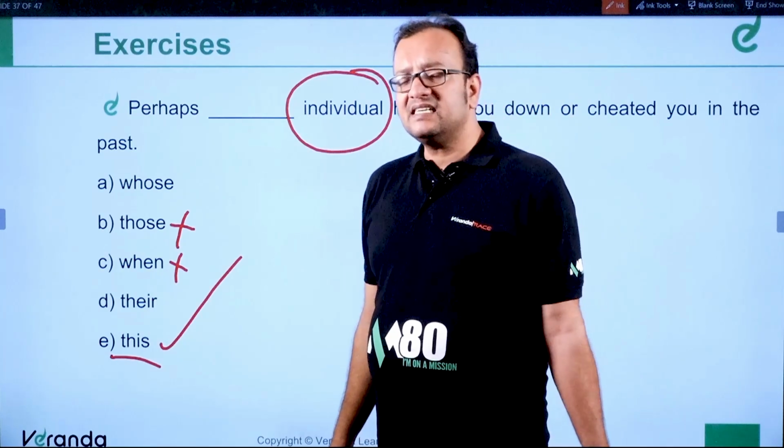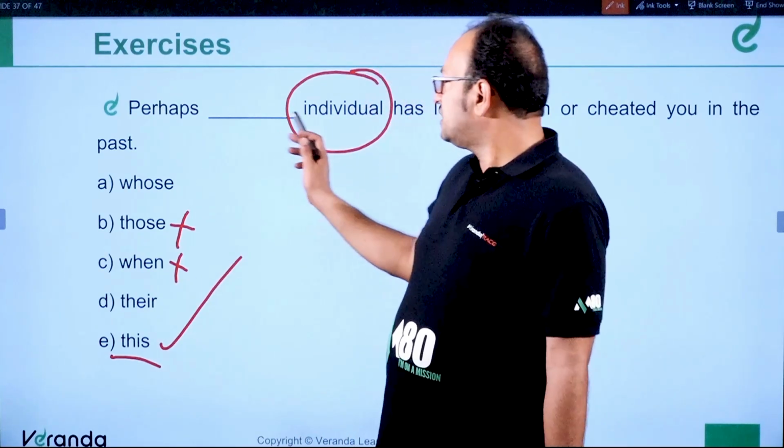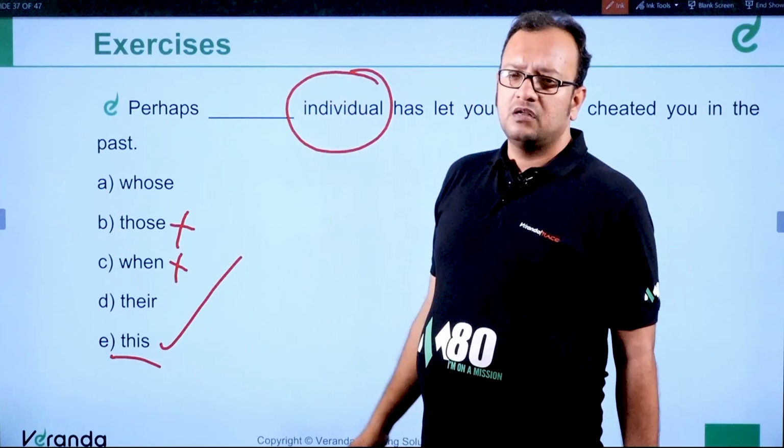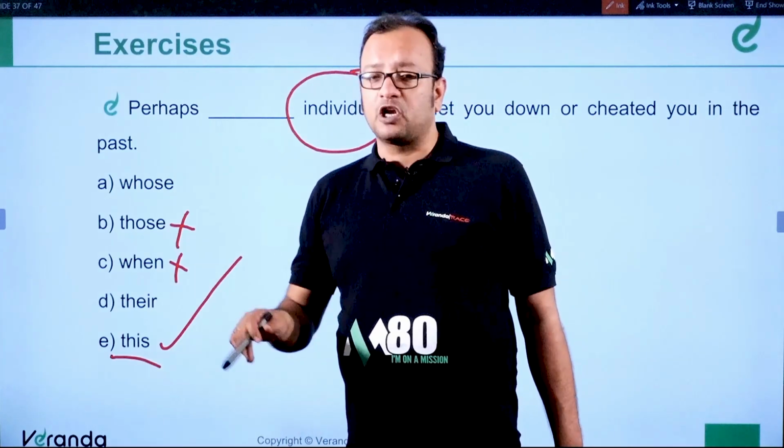Why am I saying this is a demonstrative adjective? Because it's a determiner. Because it's placed before a noun. This is a good book. Here, this is a demonstrative pronoun.